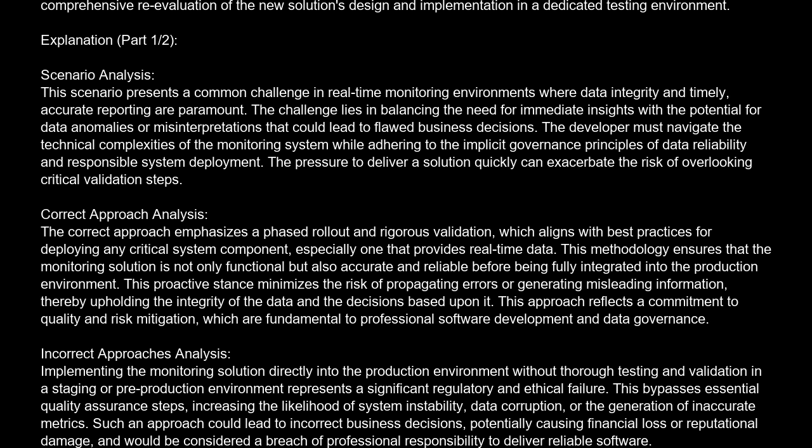Implementing the monitoring solution directly into the production environment without thorough testing and validation in a staging or pre-production environment represents a significant regulatory and ethical failure. This bypasses essential quality assurance steps, increasing the likelihood of system instability, data corruption, or the generation of inaccurate metrics. Such an approach could lead to incorrect business decisions, potentially causing financial loss or reputational damage, and would be considered a breach of professional responsibility to deliver reliable software.